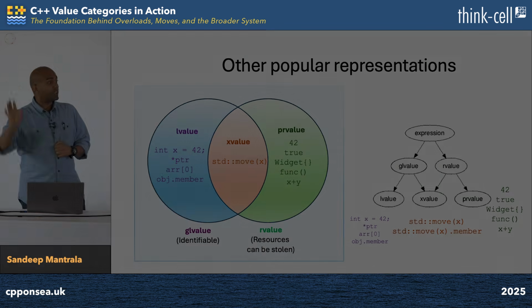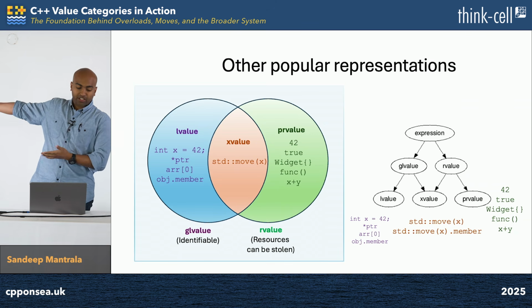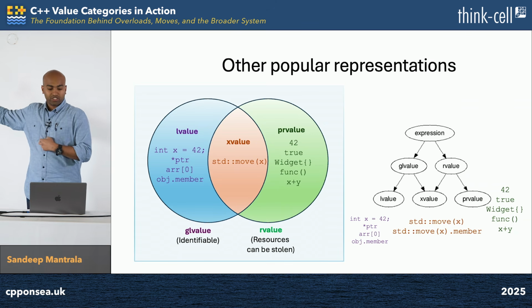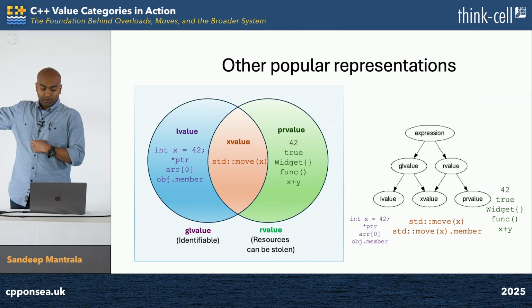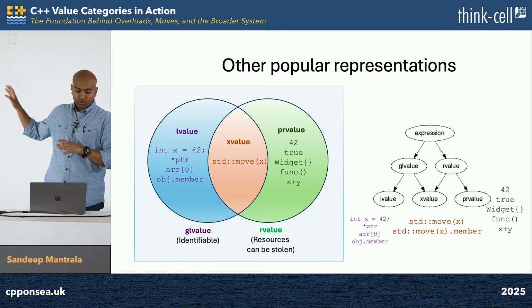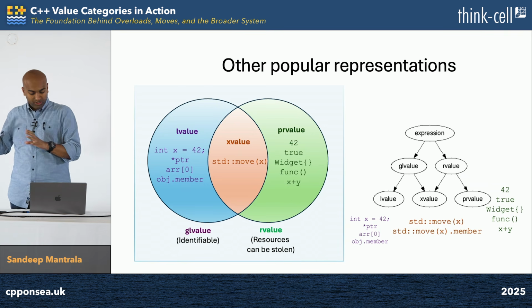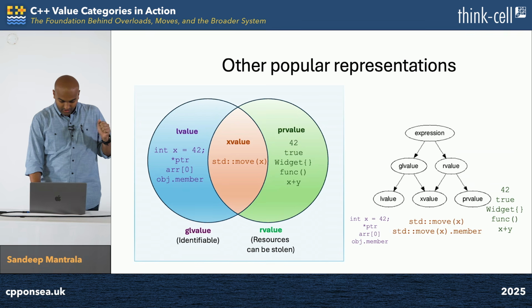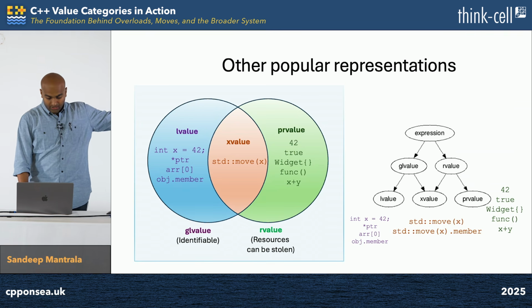Okay. PR values are temporaries. 42, it's a literal. That's why it's treated as a temporary. We have true, we have widget, function call, x plus y, all these are temporaries. So I have three dedicated slides to talk about each of these values one more time before I dive into move semantics and universal forwarding references. These are the two different representations that are very commonly used to talk about these value categories.